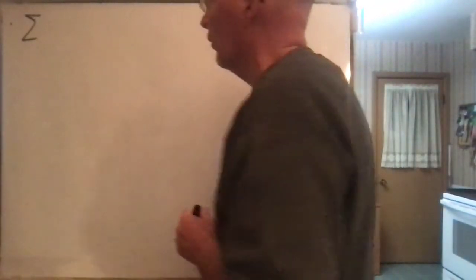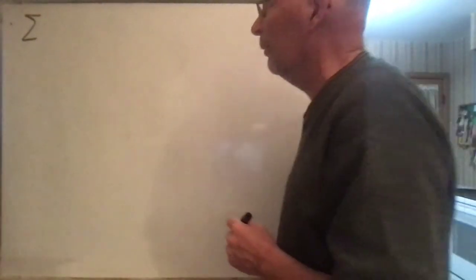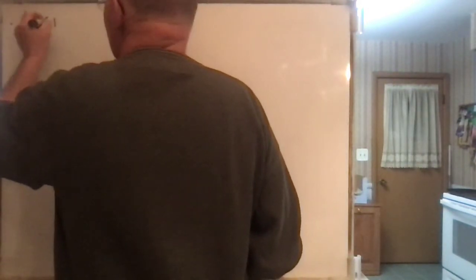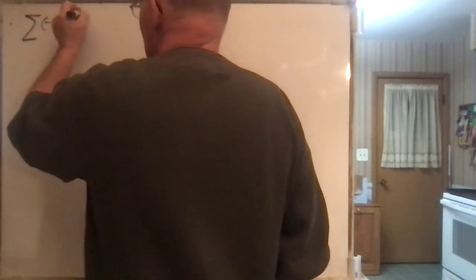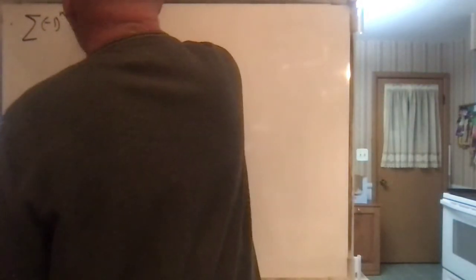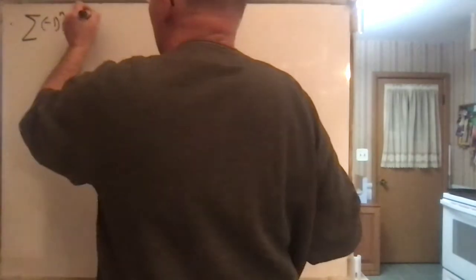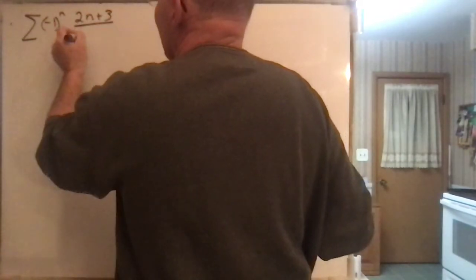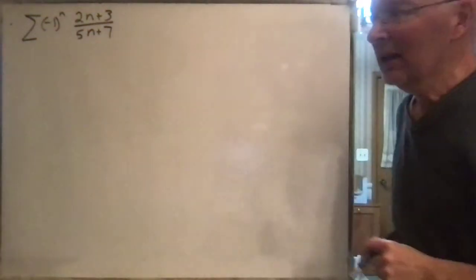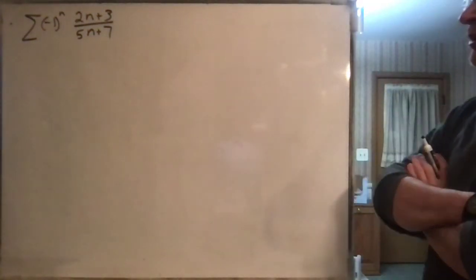So that's what I'm here for, to explain it to you, but you determine whether you know it. So let's do this one. How about (-1)^n times (2n + 3) over (5n + 7)? Okay? Can you tell right away what that one does?